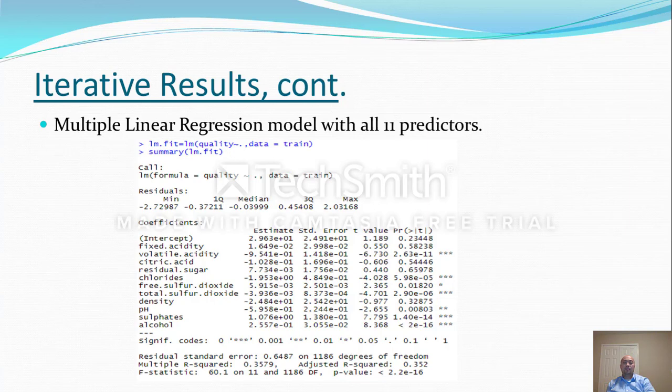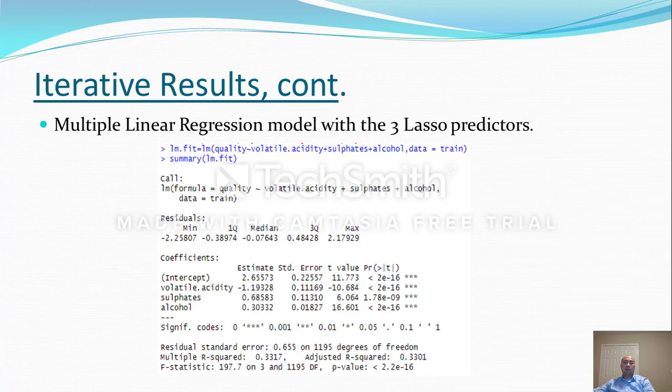Showcased here is the multiple linear regression model with all 11 predictors. And here, multiple linear regression with the three lasso predictors.